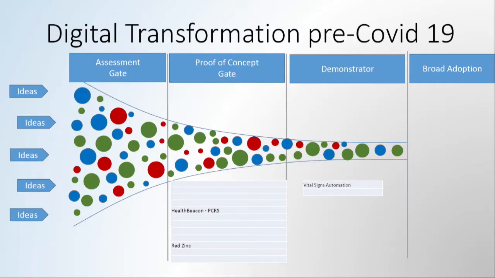This was an example of our digital transformation pipeline. We have 4 phases: exploration, proof of concept, demonstrator, and then broad adoption. So this was a newly established group. So this is what the pipeline looked like around February. If you move to the next slide.